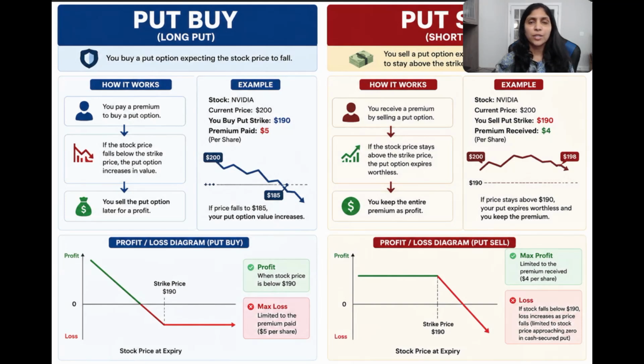When we think the market is going to crash, we will go with put buy. Then when we need to, we go and use put sell.